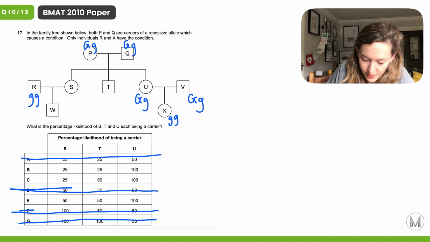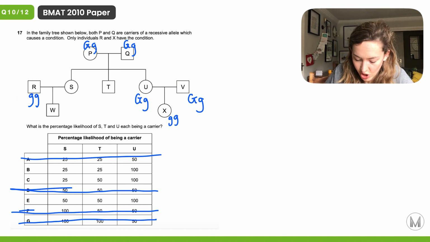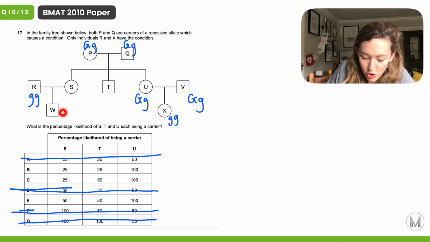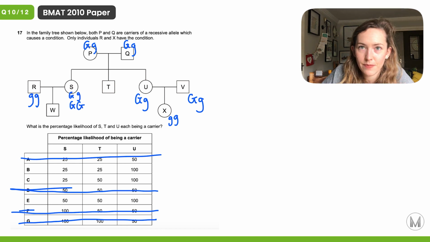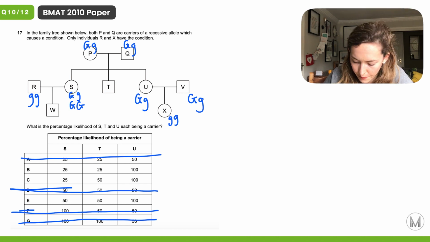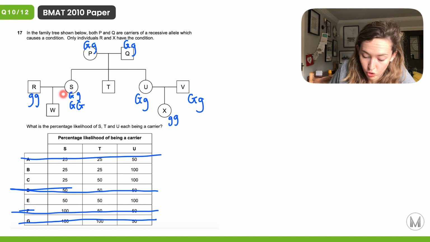So now we know that R is lowercase g. In order for W to be unaffected, S has to be either heterozygous or homozygous dominant. It cannot be affected by the condition. So let's do this cross here quickly.